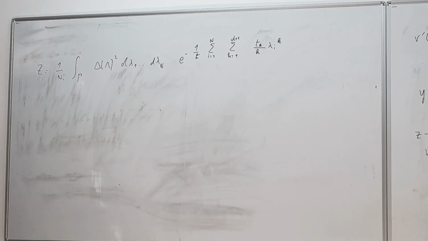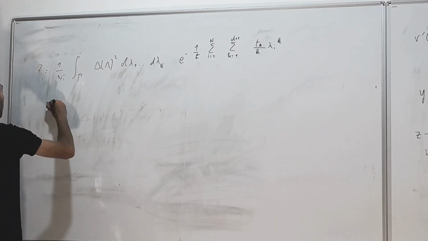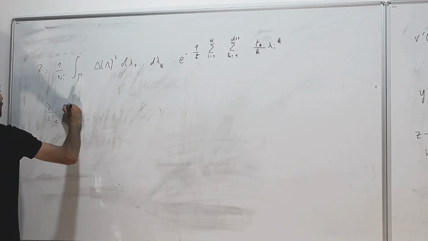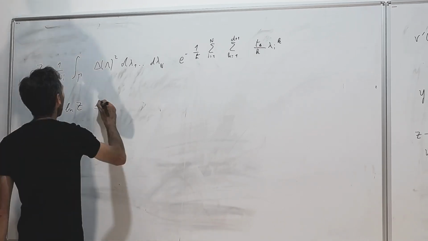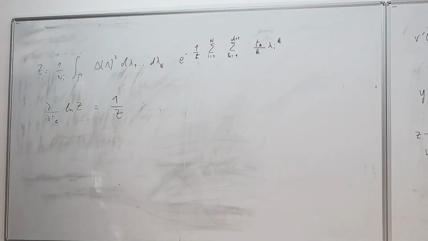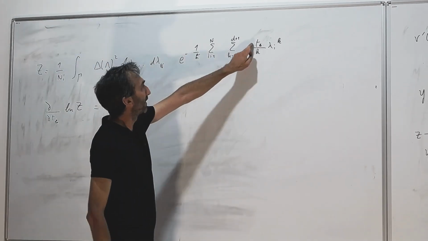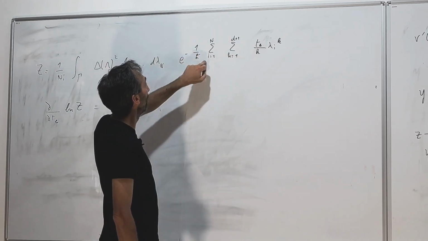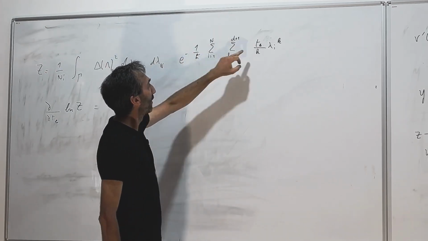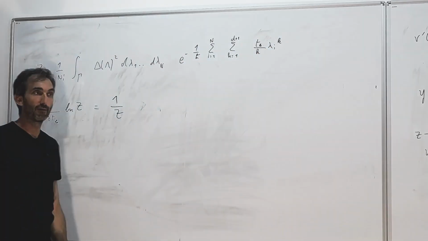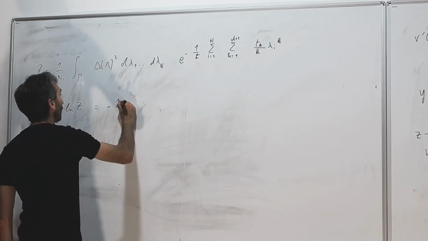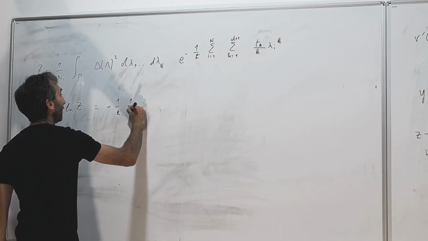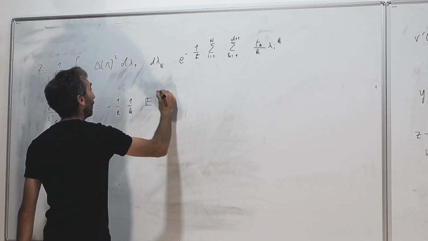Let's compute d over dtk of log Z. When you do d over dtk of log Z, you find 1 over Z times this integral, and d over dtk will put down 1 over h bar, sum over I, 1 over k, lambda I to the k. And it will be the expectation value. So in the end, it will be minus 1 over h bar, 1 over k, expectation value of trace of lambda k.